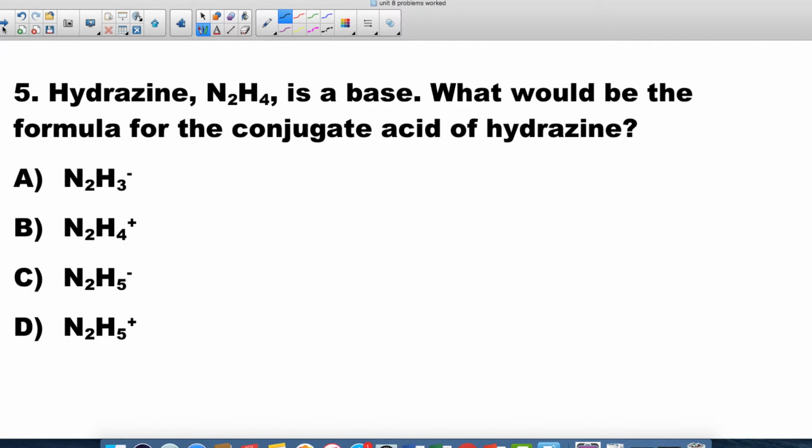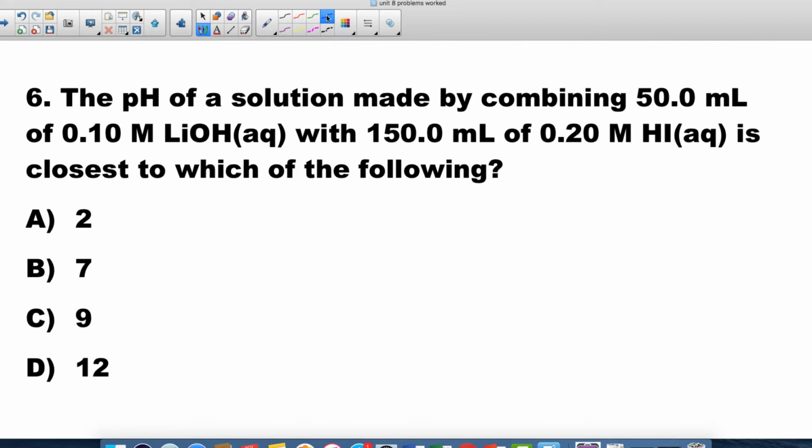This is similar to the question about conjugate acid-base pairs. Hydrazine is a base, so that means on the opposite side of the equation, on the product side, it's going to have absorbed an H. Therefore, N2H4 has to turn into N2H5. Both of those choices are reasonable. However, when you gain a hydrogen ion, you take on a plus charge, meaning that D has to be the answer.